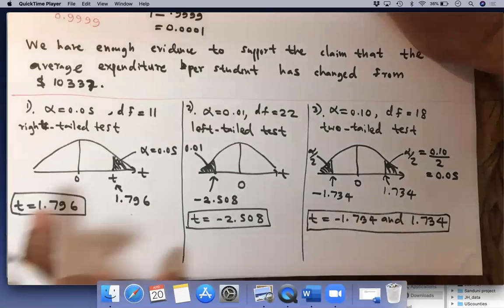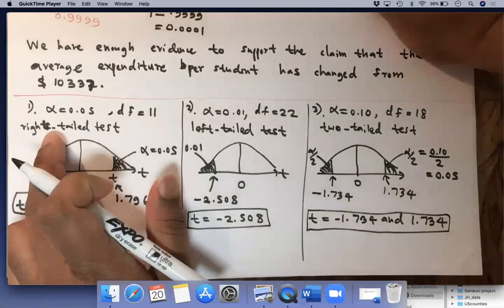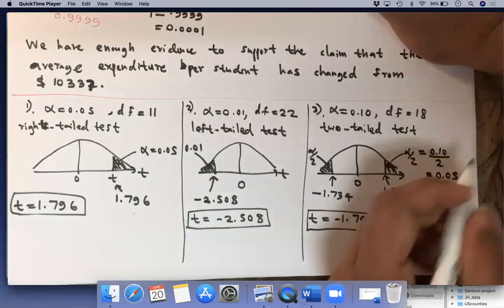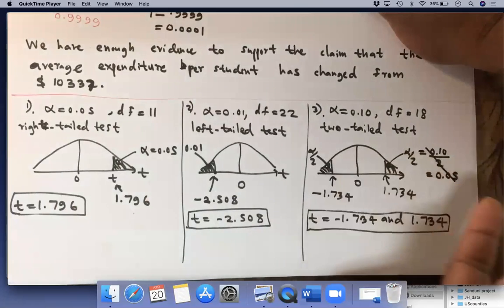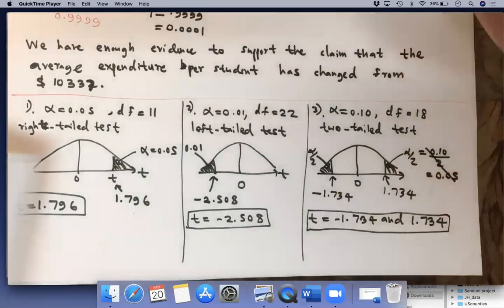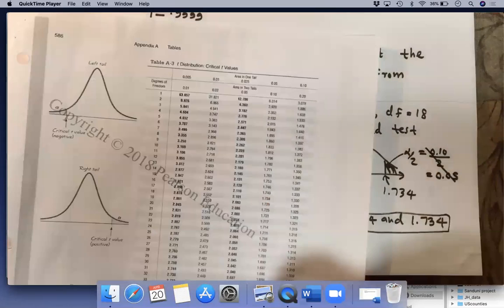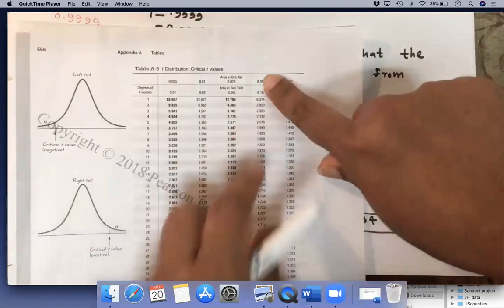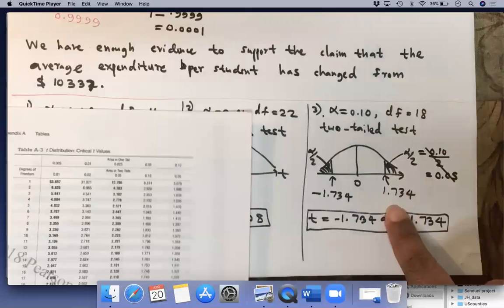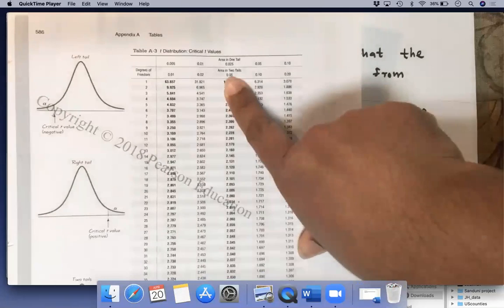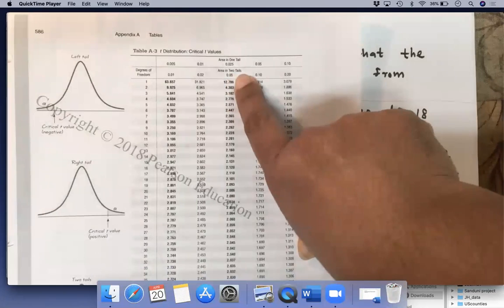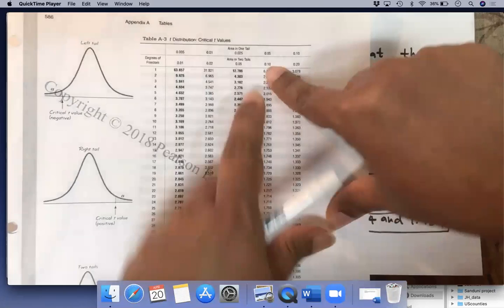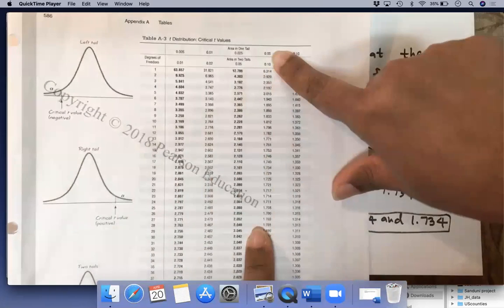Now you know how to find the critical value if you have a right tail or left tail or two tail test. Actually here you don't need to find alpha over 2. If you want, you can use the first row also. Then the area in one tail should be 0.05. Can you see? It's the same, because if it's a two tail test, just use the second row. Area in two tails should be your alpha, 0.1.